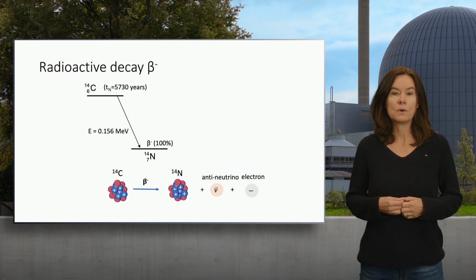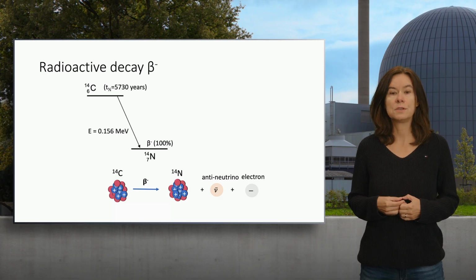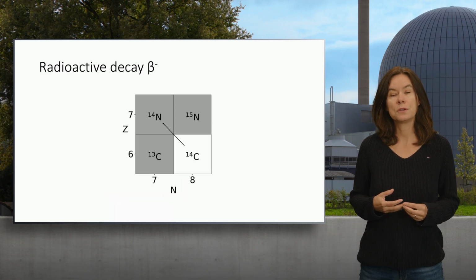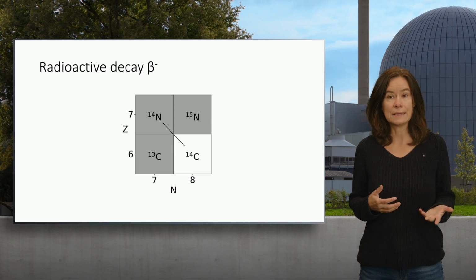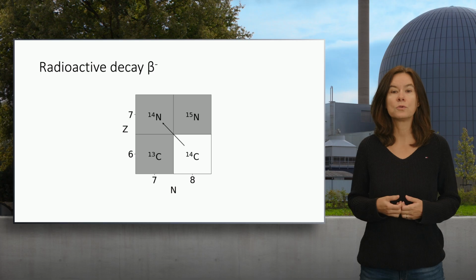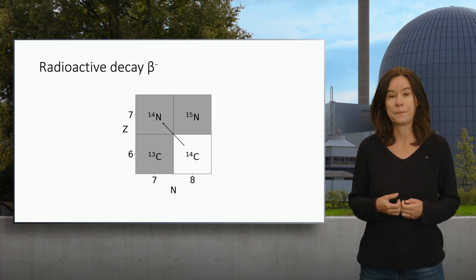Here you can see an example of the decay of carbon-14, which decays to nitrogen-14 by the emission of a beta-minus particle. The total energy released by this decay is 0.156 MeV. On this slide you can see how we can use the nuclide chart. Since in beta-minus decay a proton is gained and a neutron is lost, the newly formed nuclide can be found up to the left from the original nuclide. Note that across this diagonal the mass number of all nuclides is the same.